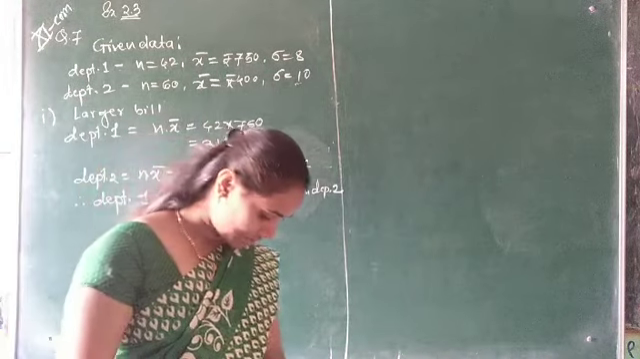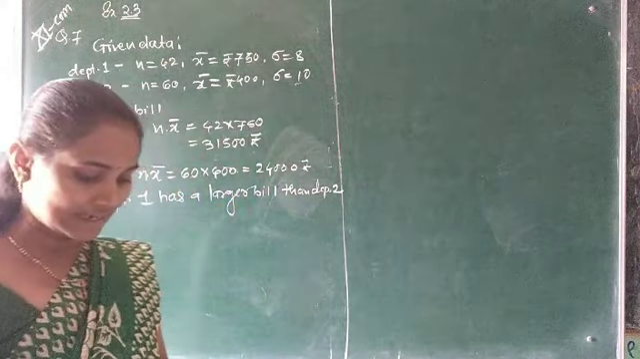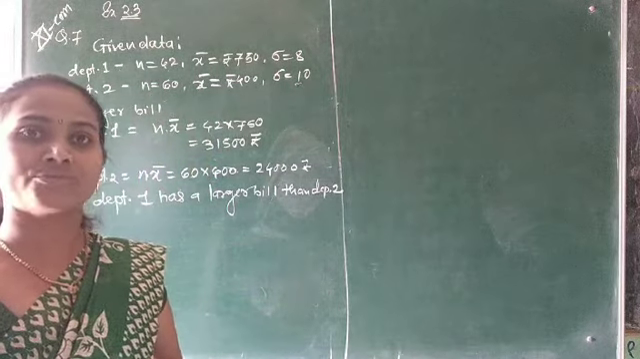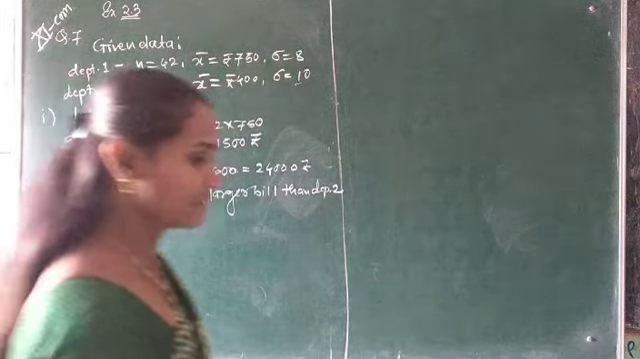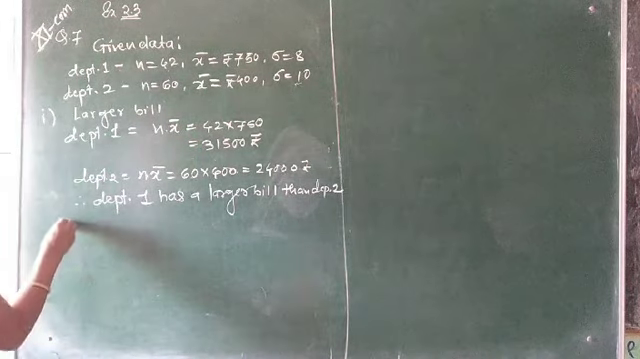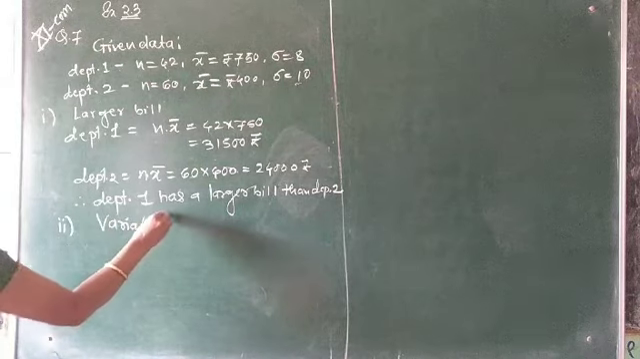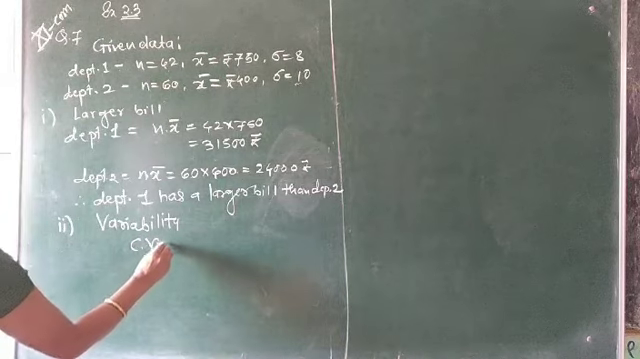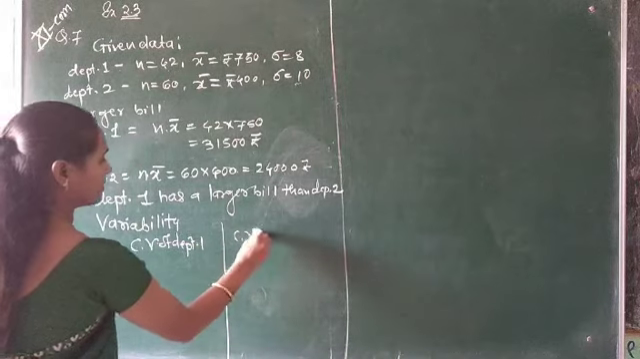Now see which question we have to find. That is the second one: which department has a larger variability? मग सगळ्यात जास्त व्हॅरिबिलिटी कुणाची असेल, मग पुन्हा काय करायचं, त्यांचे व्हॅरियन्स फाइंड आउट करायचे. ज्याचा व्हॅरियन्स जास्त असेल त्या डिपार्टमेंटला जास्त व्हॅरिएबिलिटी असेल. सो फाइंड हियर व्हॅरिएबिलिटी. For variability, find the CV of department 1 and CV of department 2.